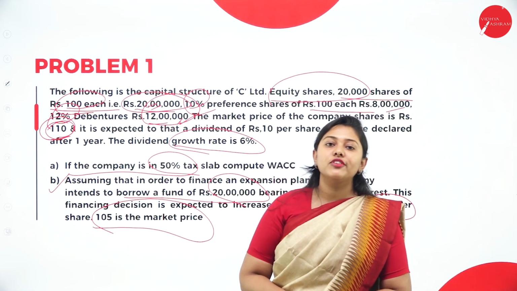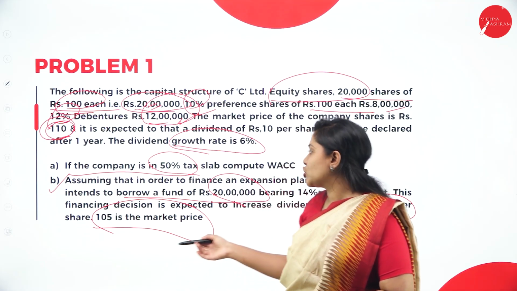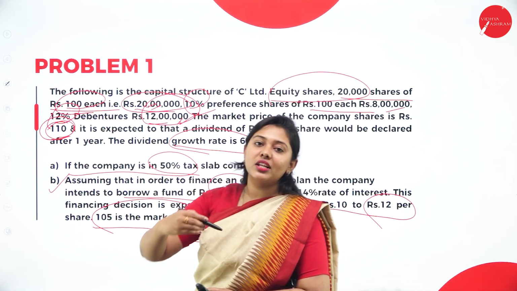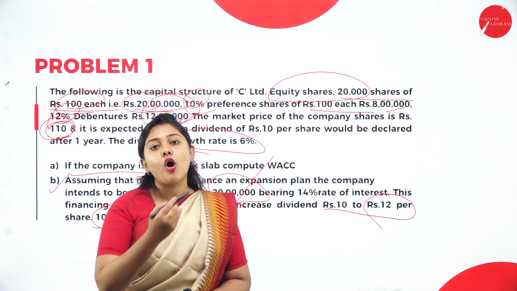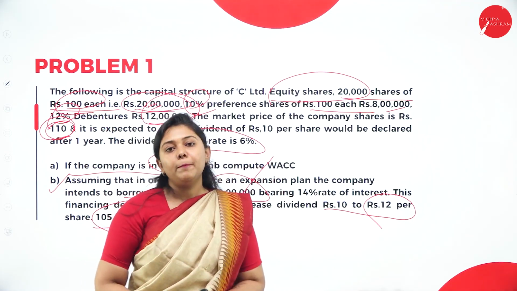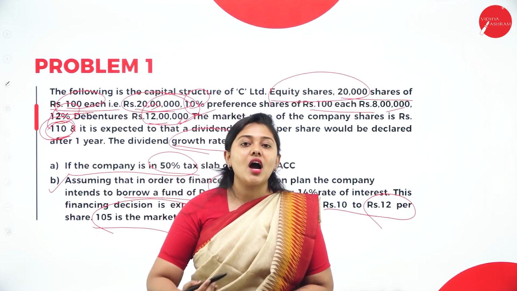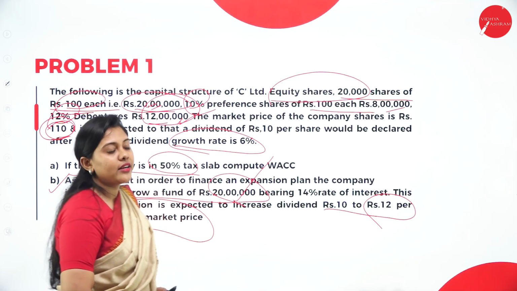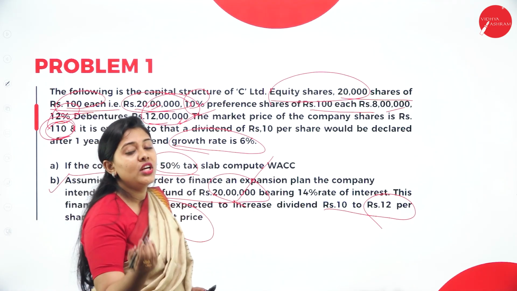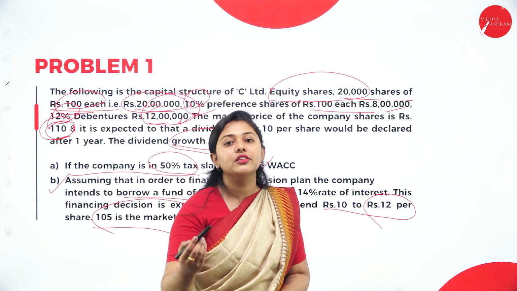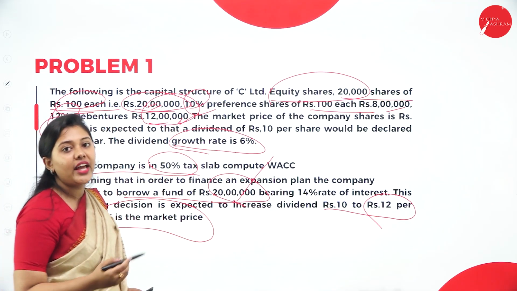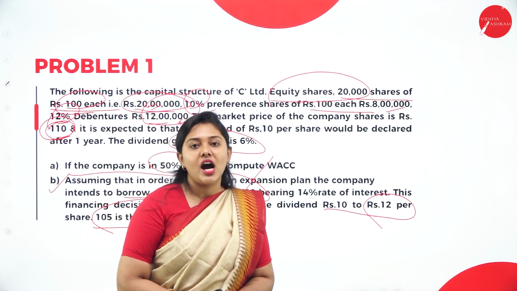What further information have they given? They have given the information regarding expanding the business. So they have used the additional capital, that is debenture of 20 lakh, 14% interest in order to enhance the profit and the growth. So what is the dividend they have declared? From 10 rupees, they have thought of increasing the dividend to rupees 12, and the market price was rupees 110 and it has decreased to 105.